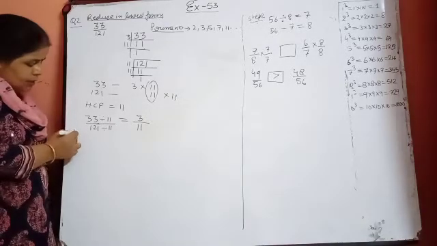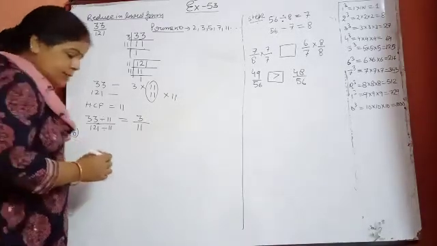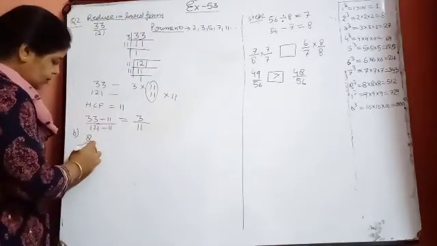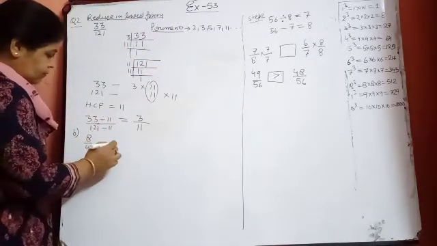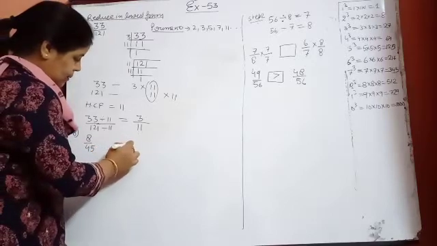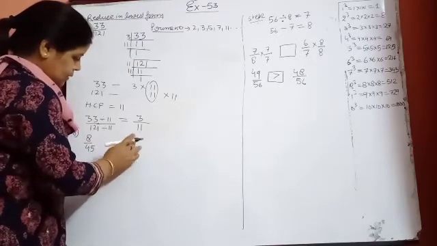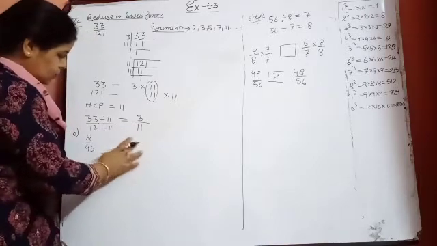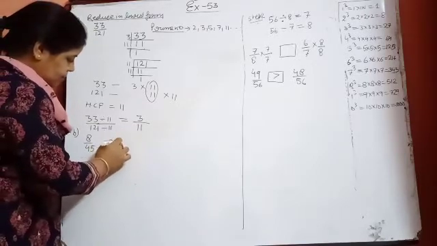Okay. Again see that B part. What is this? 8 upon 45. Okay. So 8 upon 45, what will you do? Do the prime factorization of 8. First write the prime numbers, because the children are always confused. Write the prime numbers.